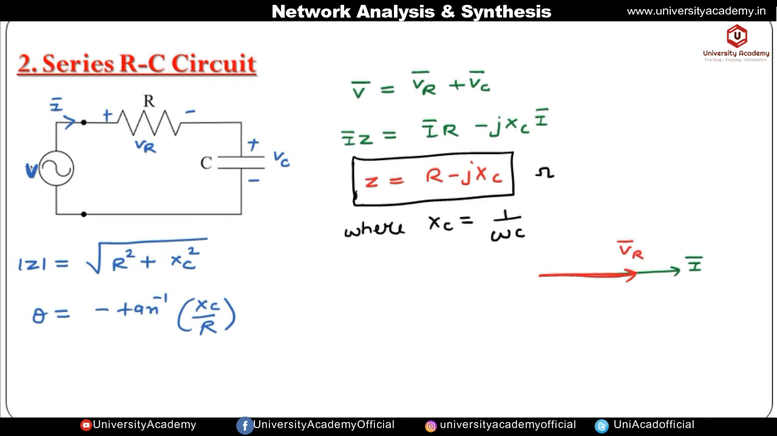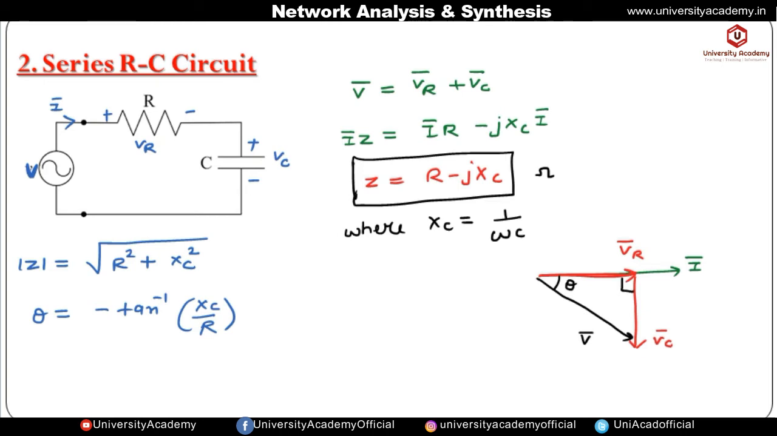Okay, and in case of capacitance, current leads the voltage. It means we can say that voltage is lagging the current by 90 degree, so this will be VC, because here the current is leading, so voltage VC is lagging the current by 90 degree. Okay, and this total voltage V is given by the phasor sum of VR plus VC. So this is a phasor sum. Okay, so this is V phasor, this is angle theta and this is 90 degree.